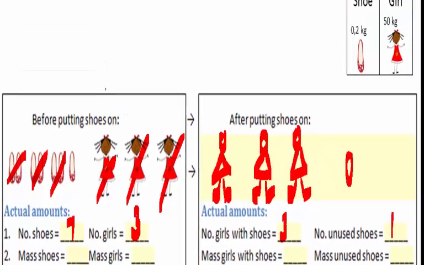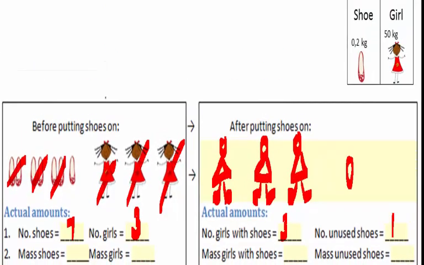So if we look at the masses of the shoes, there's 7 of them, and each of them has a mass of 0,2, so that's 1,4 kilograms. For space's sake, I'm not going to write kilograms. The mass of the girls, there are 3 of them, each one has a mass of 50 kilograms, so that's 150 kilograms total mass. The mass of the girls with the shoes, each combination of girl plus shoes has a mass of 50 kilograms for the girl and 0,4 kilograms for the 2 shoes. And now we have 3 of them.